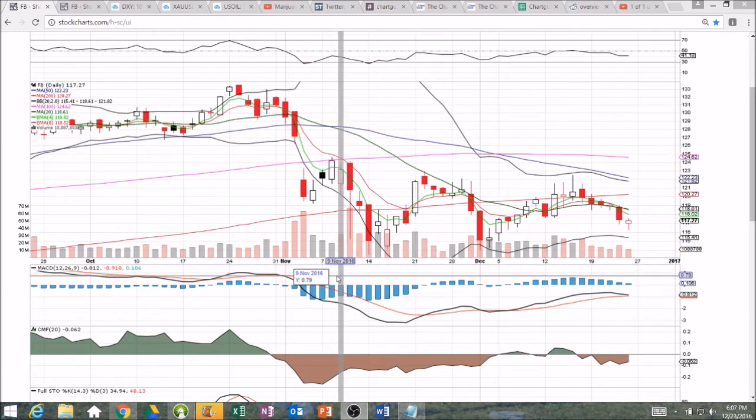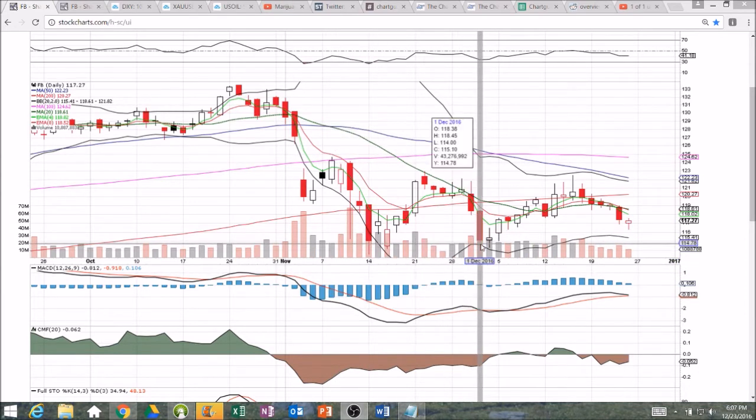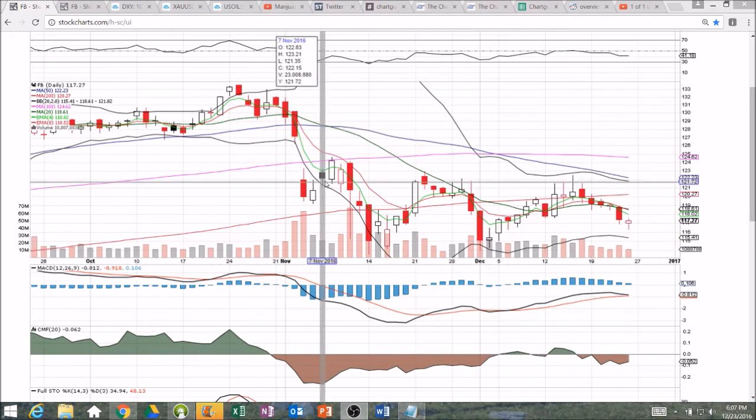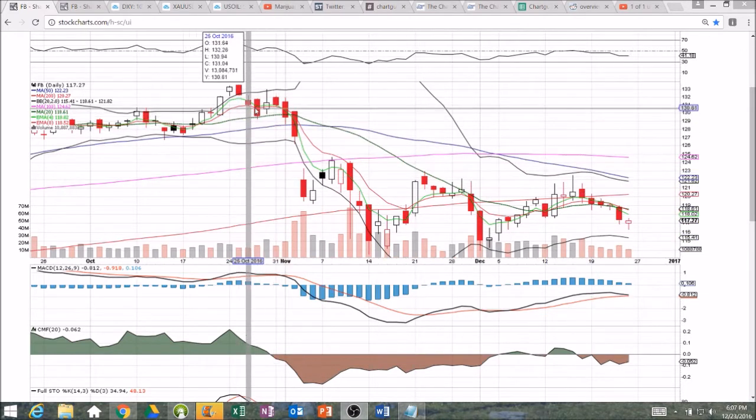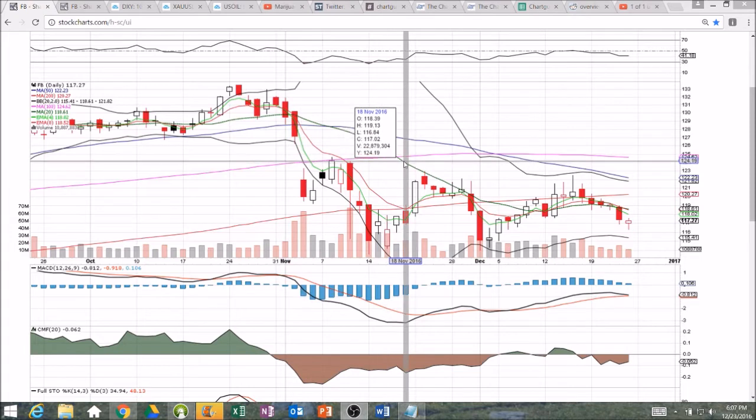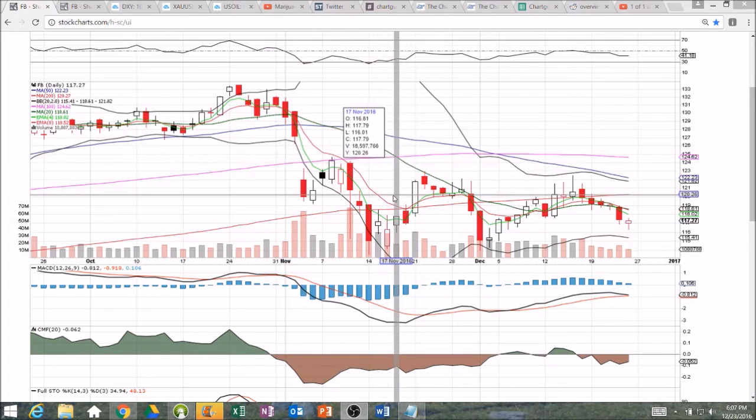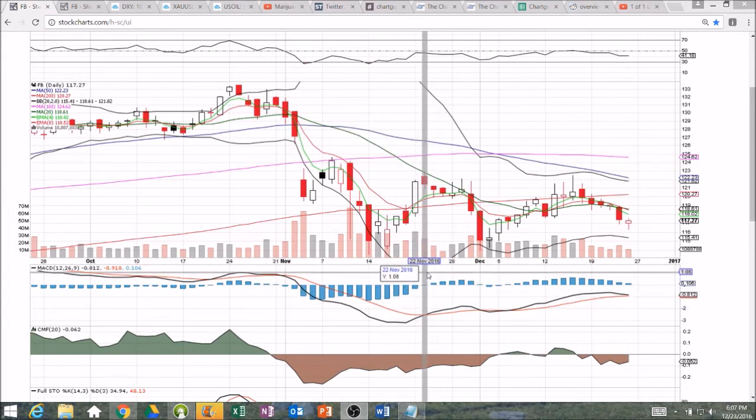So we have a very clear tightening range with a higher low, and now potentially a third higher low, and a couple lower highs, still lower highs ever since the dump just before the election. And the bears are definitely in control of this trend. We can see we're almost on the verge of a bearish MACD cross.